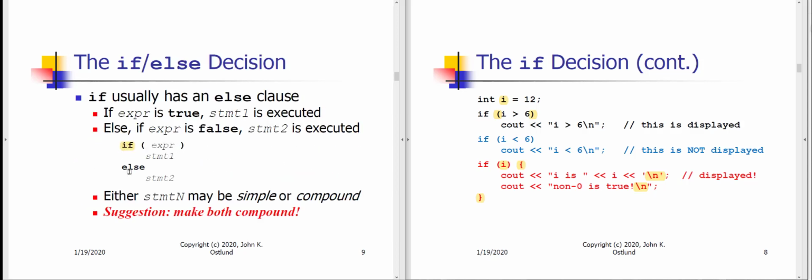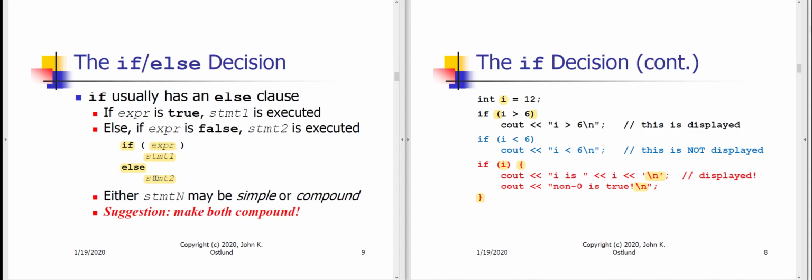If very often has an else clause attached to it, and the behavior here is straightforward. If the test expression between the parentheses is true, then statement 1, which may be a simple statement or a compound statement, is executed. Otherwise, if the expression here is false, statement 2 in the else will be executed. And again, statement 2 may be a simple statement, or it may be a compound statement contained within curly braces.